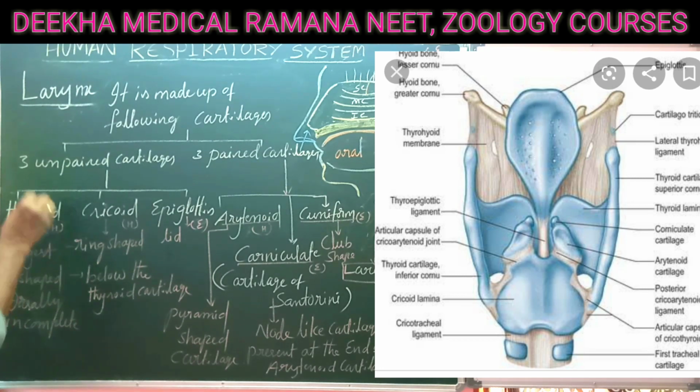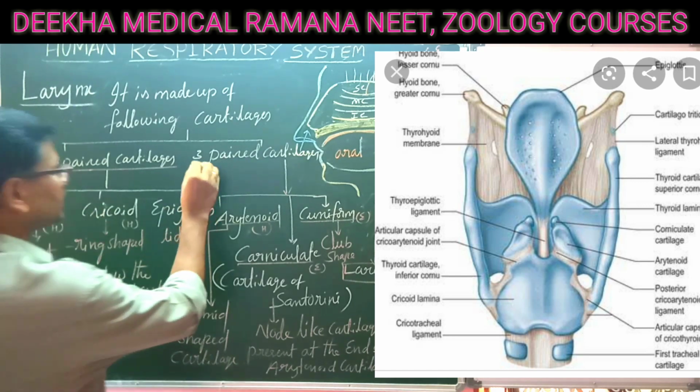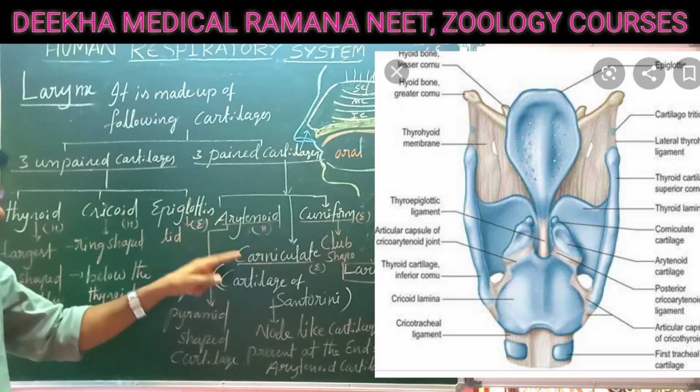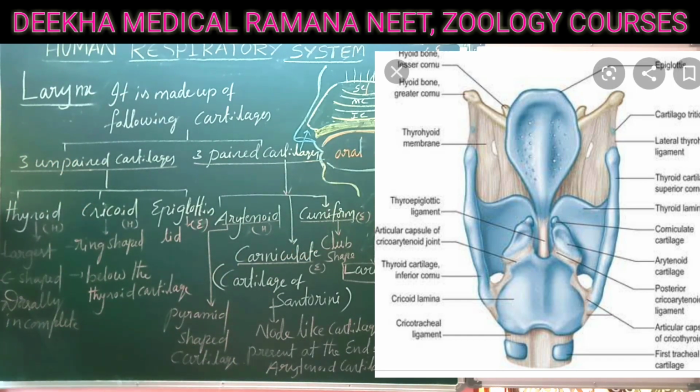The following cartilages are 3 unpaired cartilages such as thyroid cartilage, cricoid cartilage and epiglottis, and 3 paired cartilages such as arytenoid cartilage, corniculate cartilage and cuneiform cartilage. See in the labeling, you can understand easily.